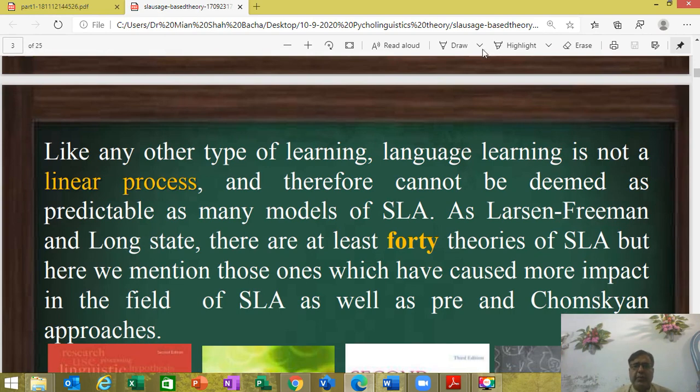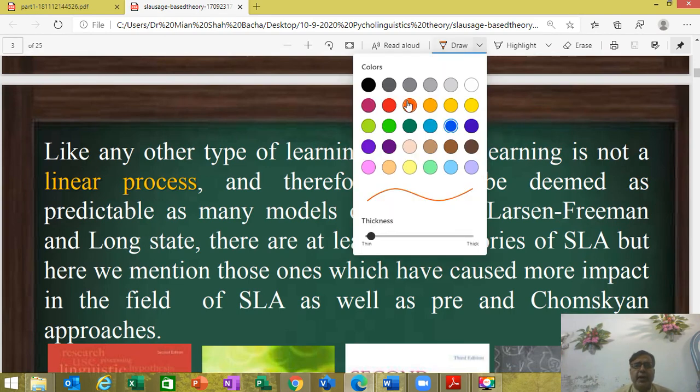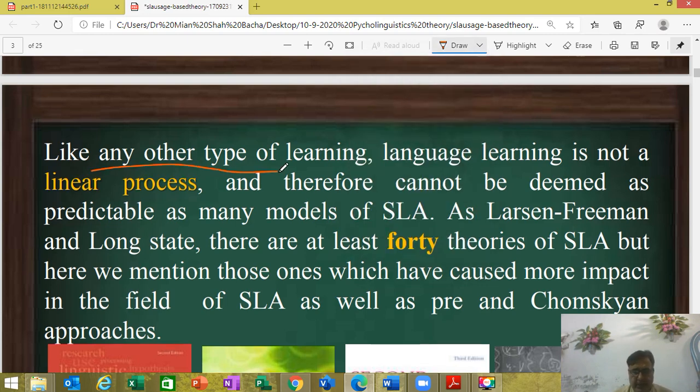Let me just tell you something, all right? Like any other type of learning, language learning is not a linear process, remember. It's not an easy process. Language learning does not take place in a straight way like in any other field, but it's a very complex phenomenon. Therefore, it cannot be deemed predictable. A linear process means something which goes in a linear fashion. Some models of SLA may be linear, but so far as language learning is concerned, it's not.